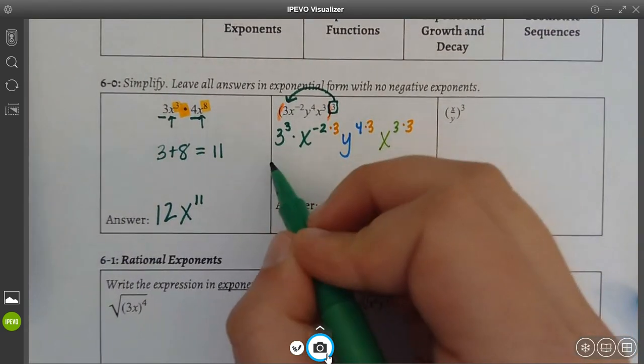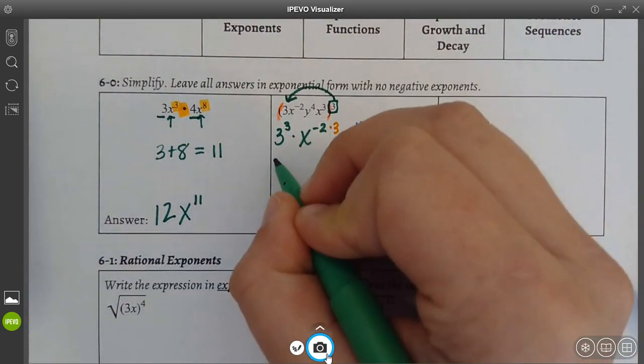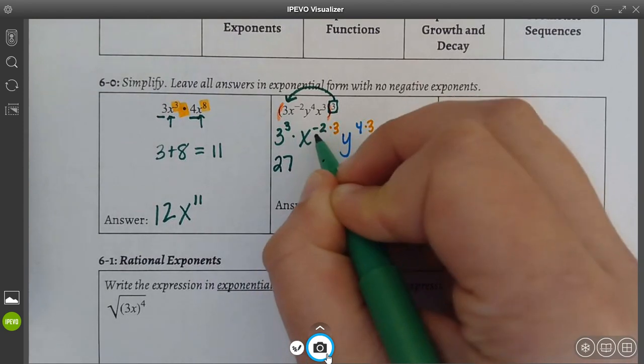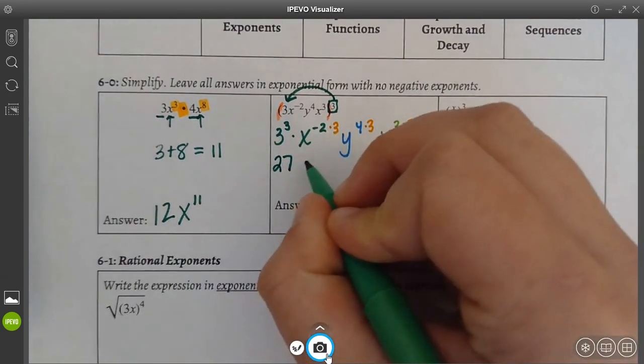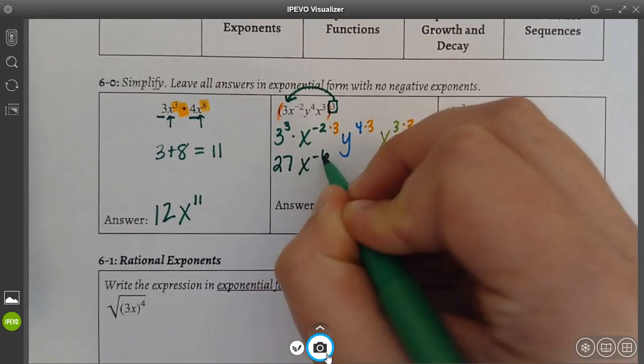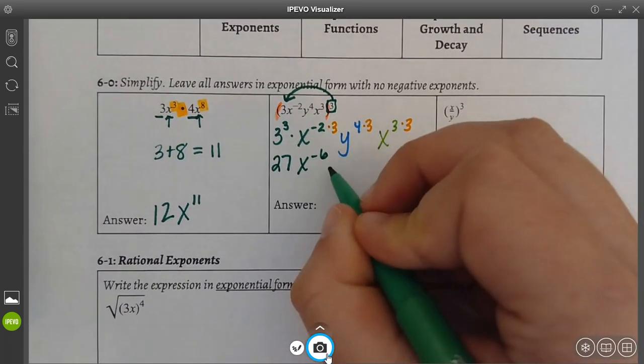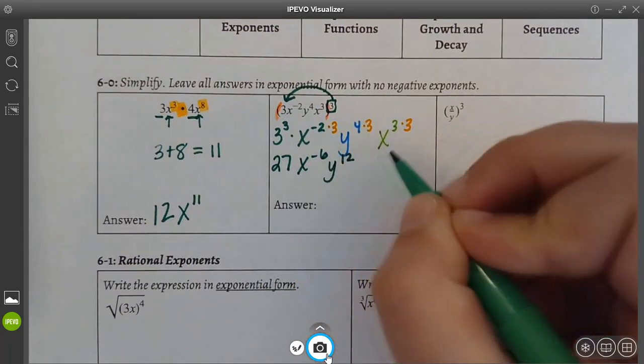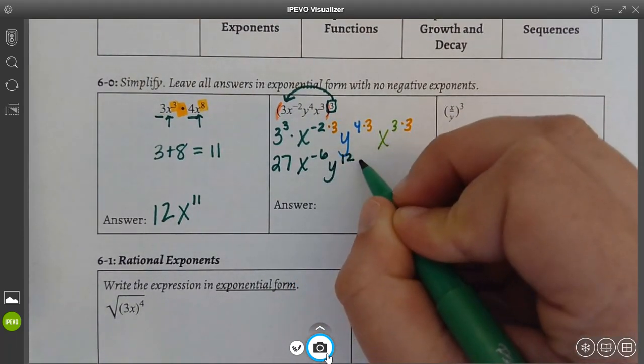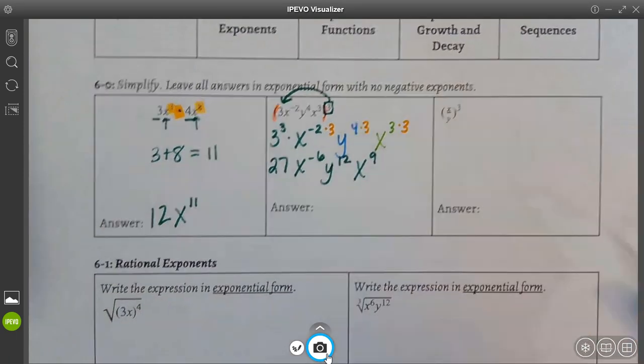3 cubed is 3 times 3 times 3, which is 27. Negative 2 times 3 is negative 6. 4 times 3 is 12. And 3 times 3 is 9.